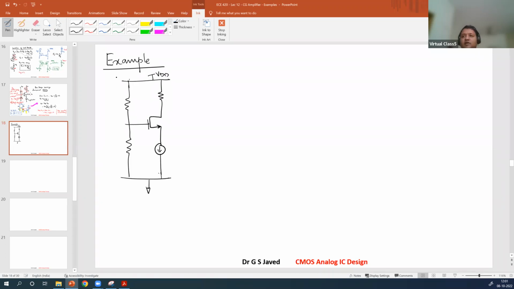VDD. What is the VDD value? VDD is equal to 15 volt. This is RD, R1 or R2.